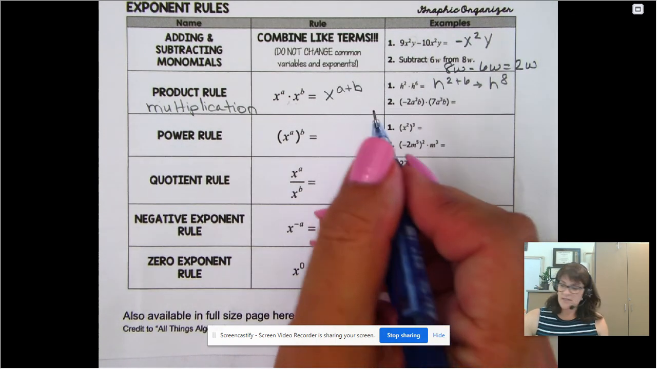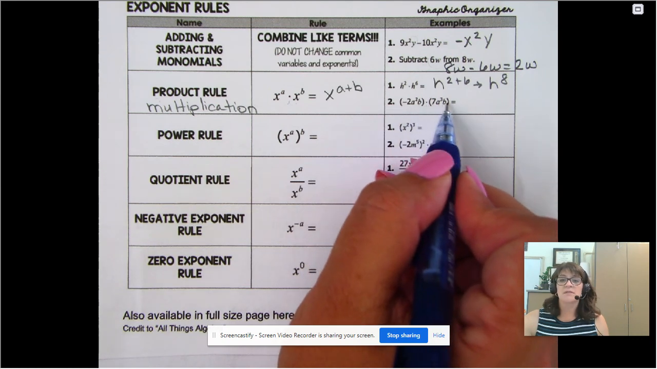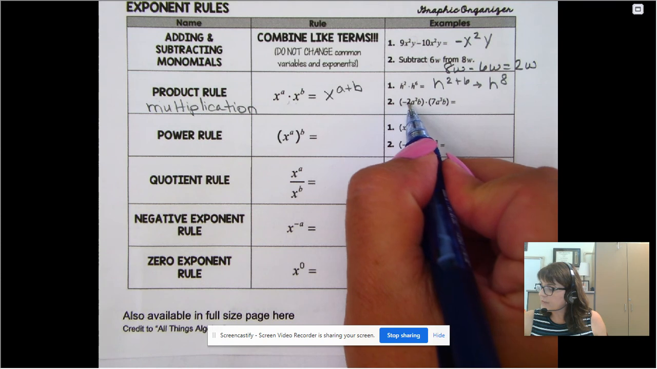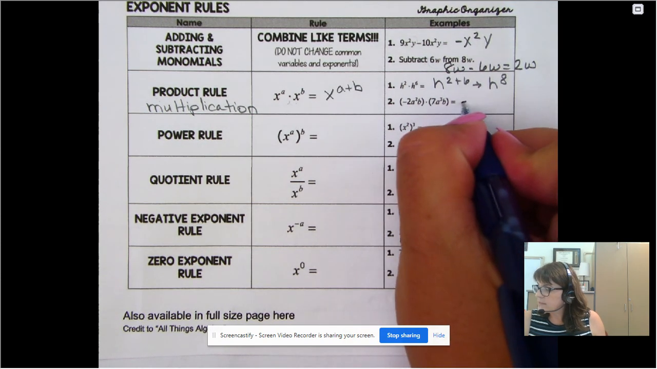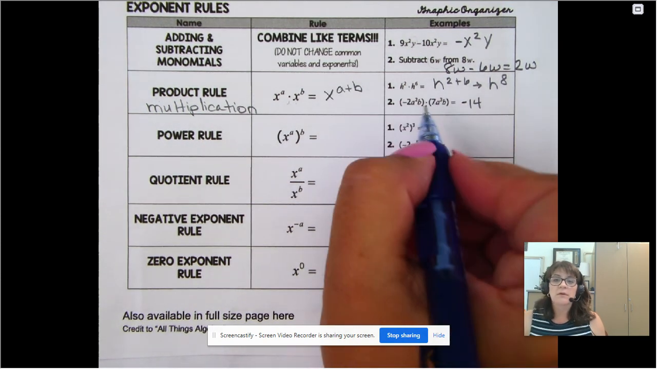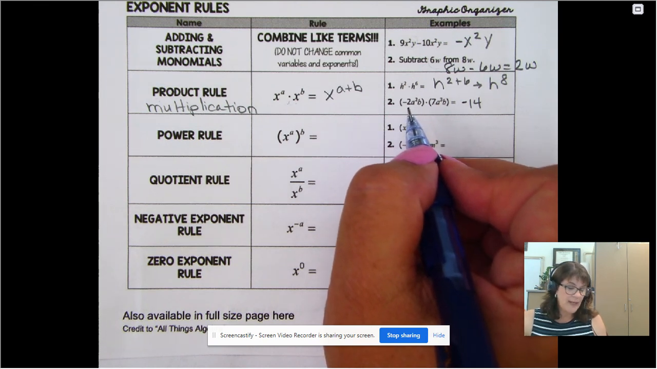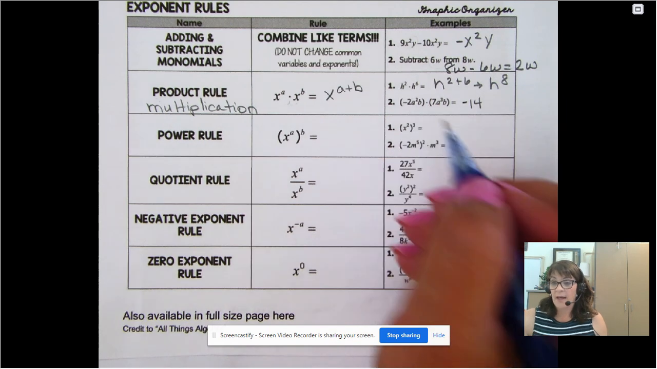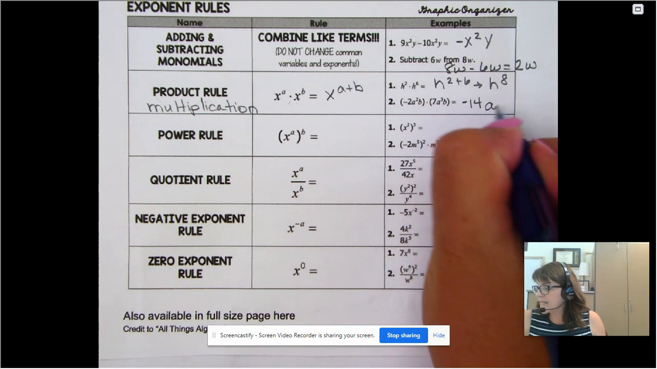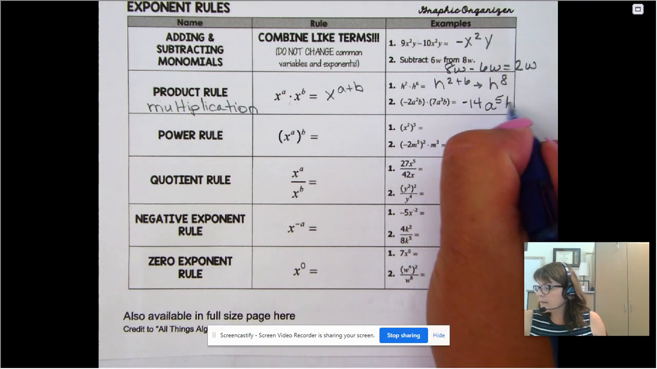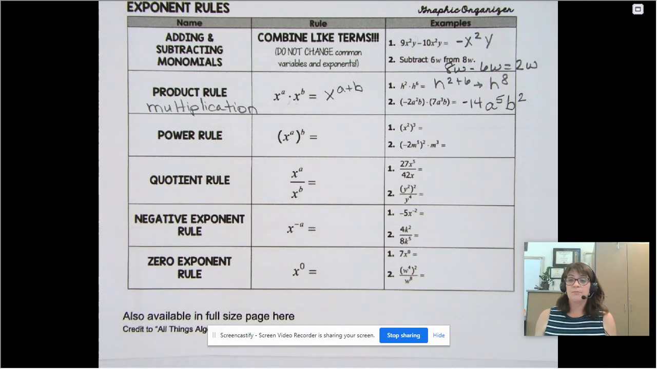Well, what about when it's like this? It's a bunch of pieces. Well, let's just multiply the like terms. Negative 2 times 7 is negative 14. A squared and a to the third power, well, if I just add up those exponents, that's a to the 5th power. B and another b, now I have b to the 2nd power, because 2nd power means b times b.